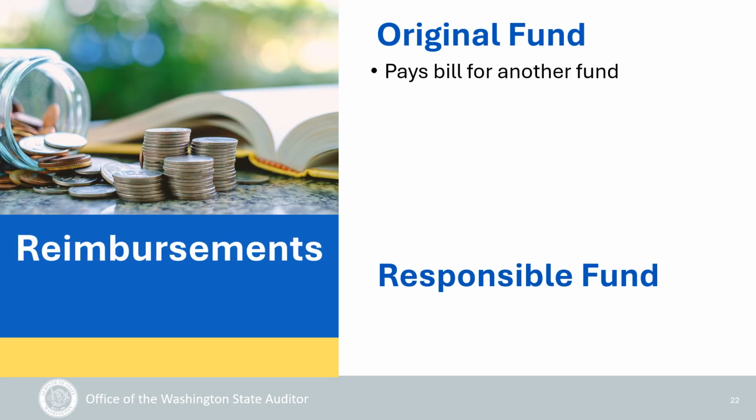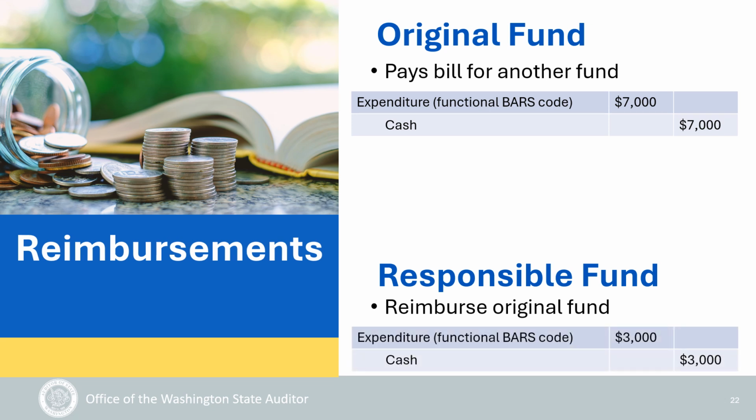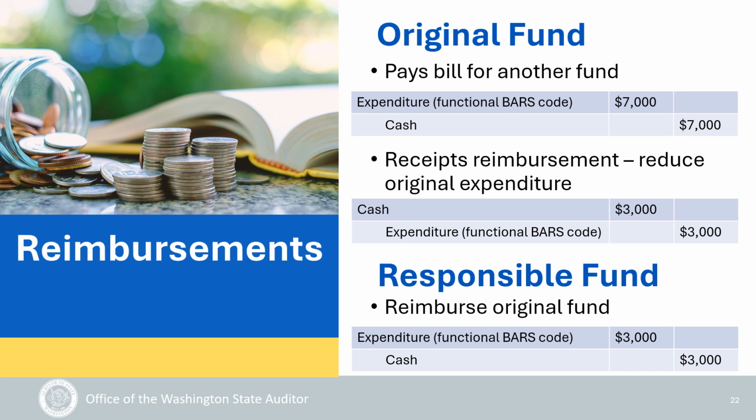Now let's take a look at the journal entries for these transactions. The original fund, the general fund, paid the phone bill and debits expenditure for $7,000 and credits cash. Now the responsible fund, the sewer fund, reimburses the general fund. So the sewer fund records an expenditure and credits cash. When this happens, the general fund receives cash, so they debit cash. To reduce the original expenditure recorded, the general fund will credit the original expenditure code.